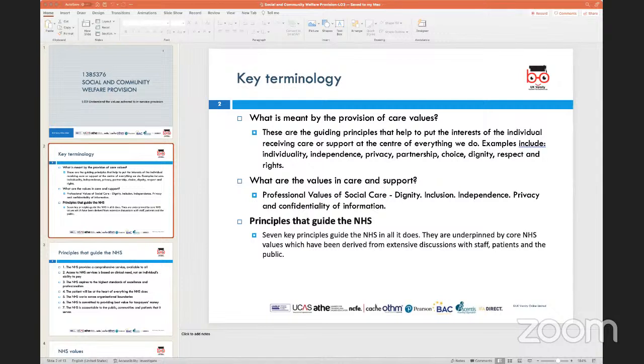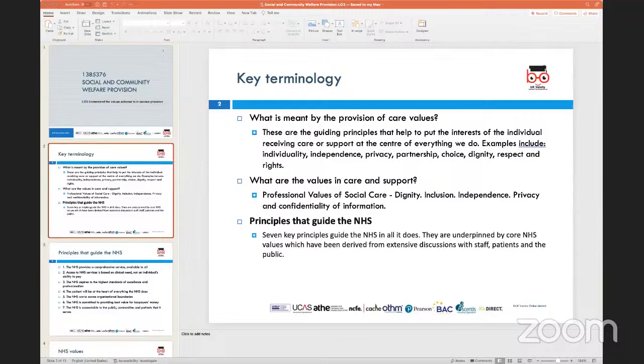And some of these services could be social services, which are provided with a wider infrastructure and network of local authorities, councils, social workers, and the community in general, where the person is residing. So in terms of provision of care, these are guiding principles which the government, or the Department of Health, has created, and that it uses to put the interest of individuals receiving care and support at the center of everything they do.